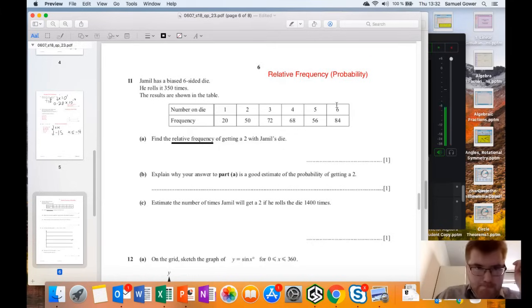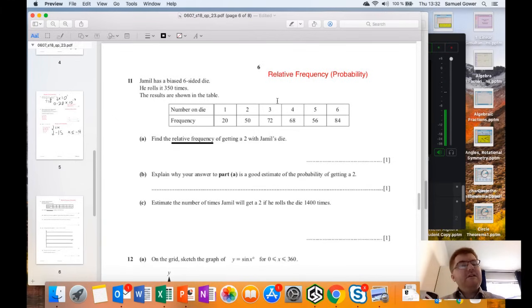Like so. So Jamil has a biased 6-sided die, that's a dice. He rolls it 350 times and the results are shown in the table. How many times he's getting each thing on the dice.